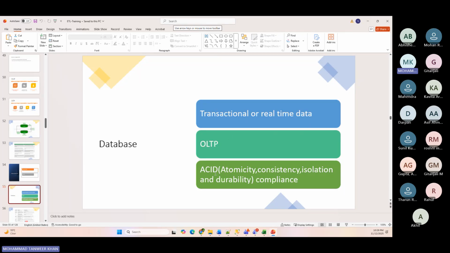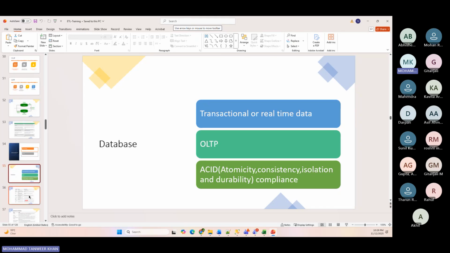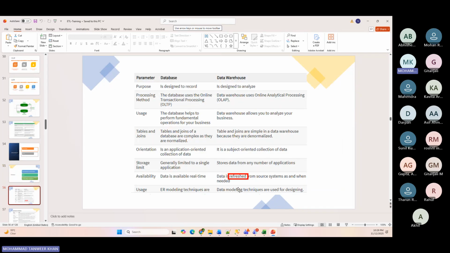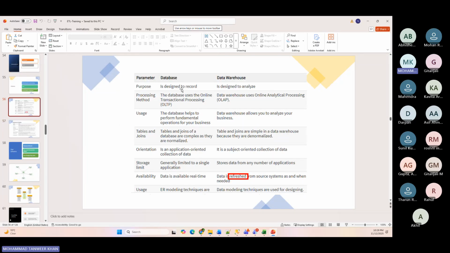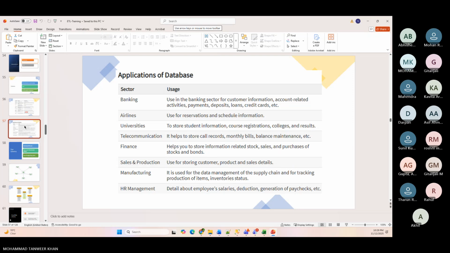And then we have the ACID property. Now leave it, I don't want to discuss it now. We will again slip to some other topic. So this is again the difference between database and data warehouse. Anyway, I hope this is clear to everyone. OLTP and OLAP is clear.